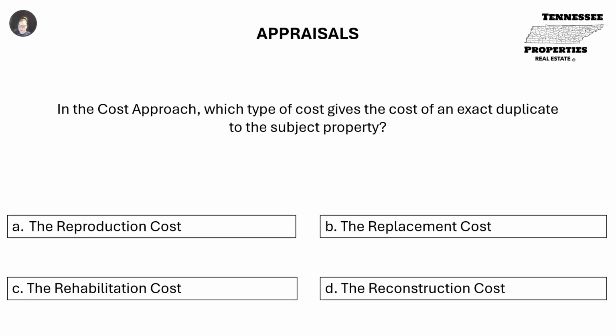In the cost approach, which type of cost gives the cost of an exact duplicate to the subject property? A. Reproduction cost, B. The replacement cost, C. The rehabilitation cost, or D. The reconstruction cost. A. The reproduction cost.